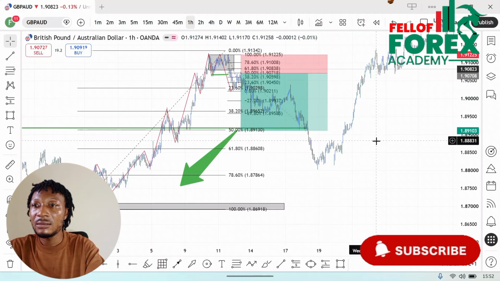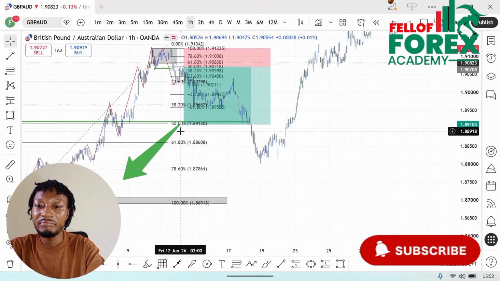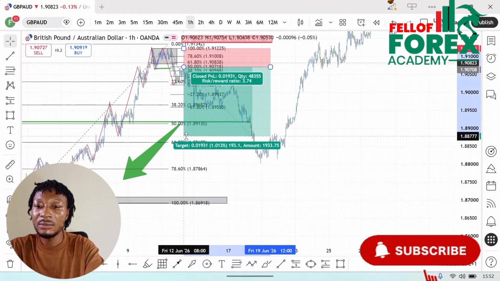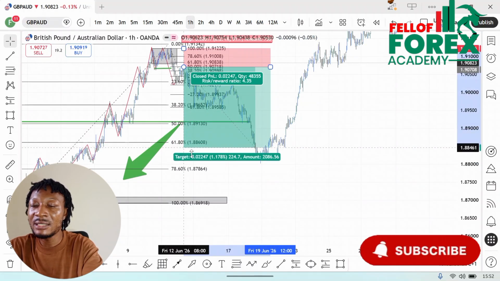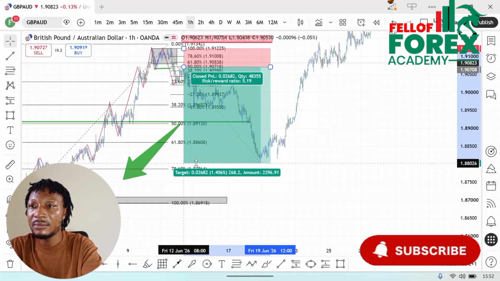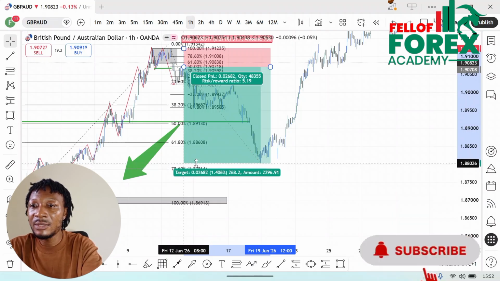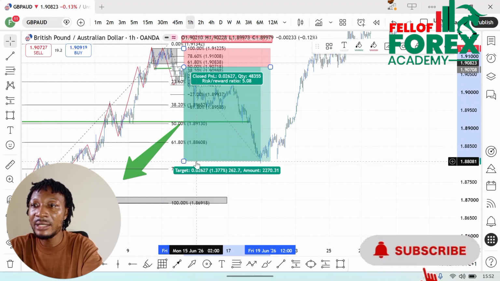That's a clean sell. Now, the reason why you don't need to target too deep is because you don't know how deep price will go. Price might decide to reverse from 50%. It might decide to go to 61.8. It might decide to go to 78.6. It all depends. But this one, it came somewhere between 61.8 and 78.6. So that's how simple you should be able to do it.